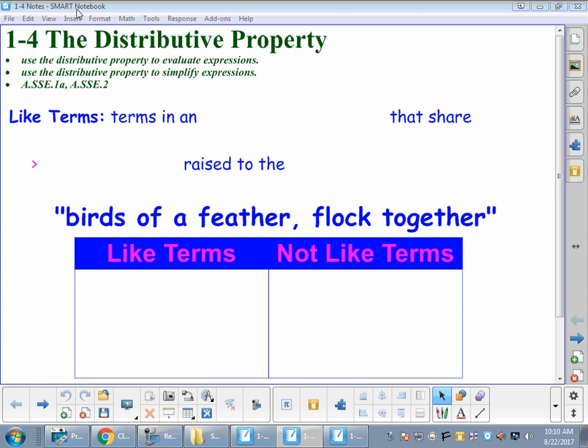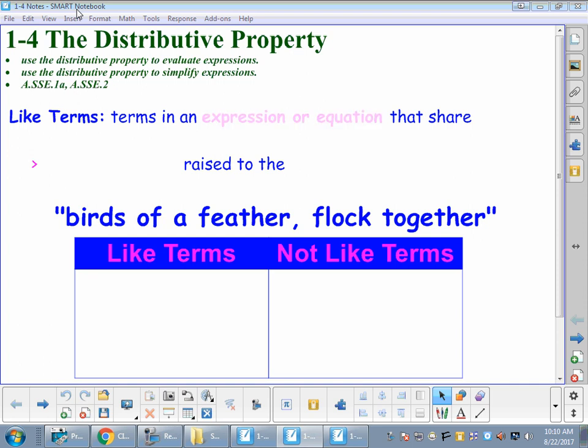These are your 1-4 notes on the distributive property. We are going to use the distributive property to evaluate, where we'll actually get a number answer, and then we're also going to use it to simplify, where we'll have variables left in the answer. You can't do anything about that, but you can make the answer simpler looking.